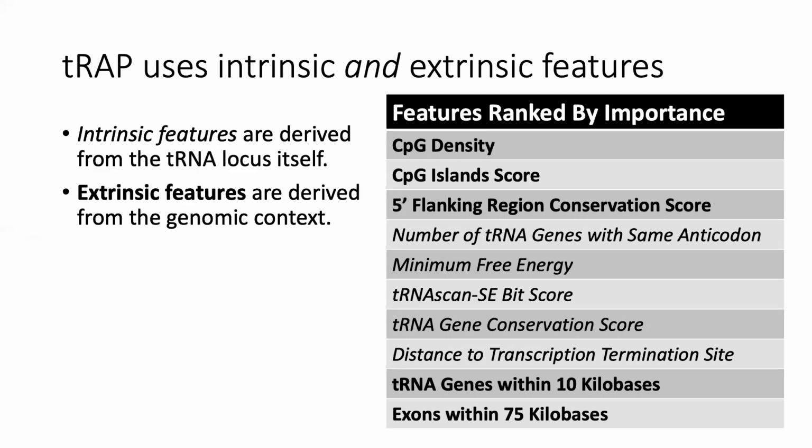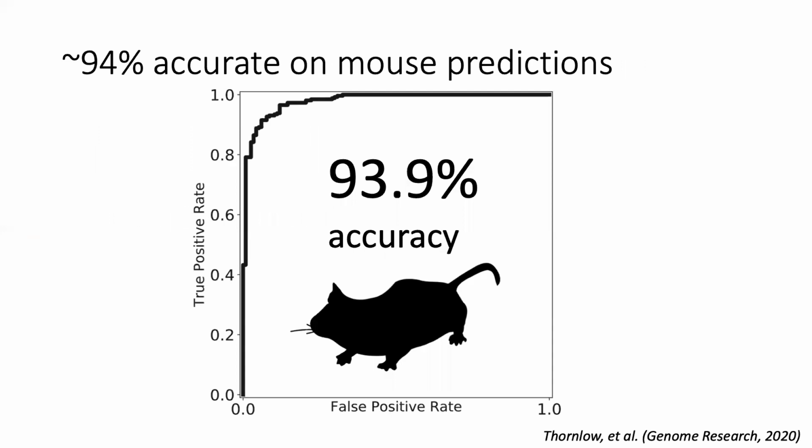While most tools like this would just use information intrinsic to the tRNA gene itself, the biggest strength of TRAP is that we're also using extrinsic information, or information that comes solely from the tRNA surroundings rather than the gene itself. And this is why we can distinguish genes that have identical sequences. So because our epigenomic data is strongest for humans, we're using that as our training set, and we're using mouse as an independent test set. When we test our model, we get roughly 94% accuracy in predicting whether mouse tRNA genes are active or inactive.